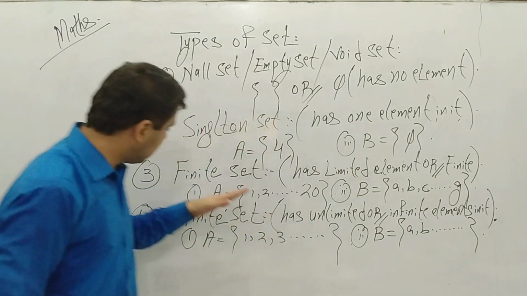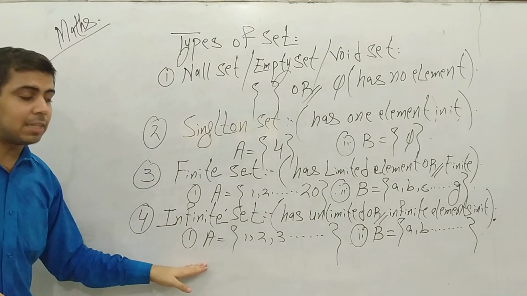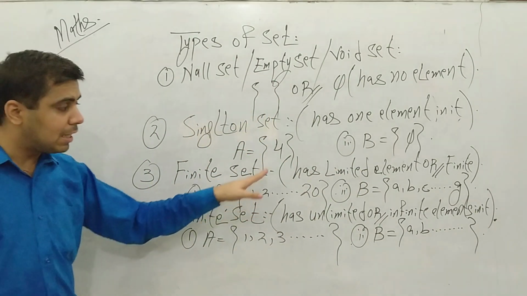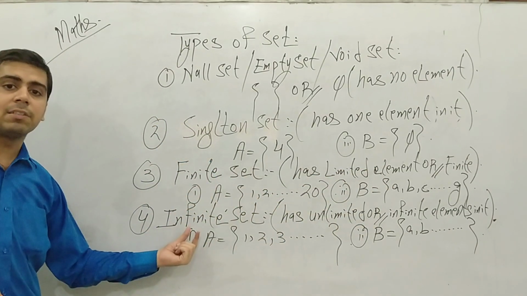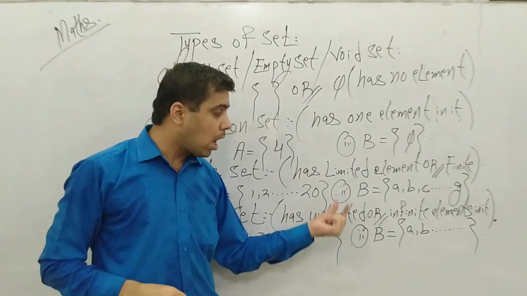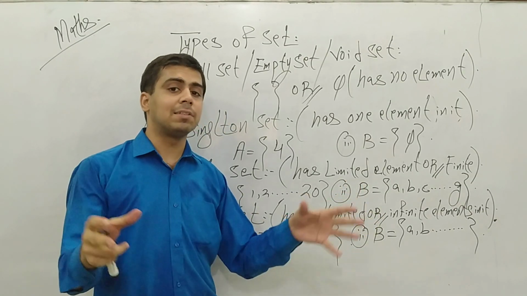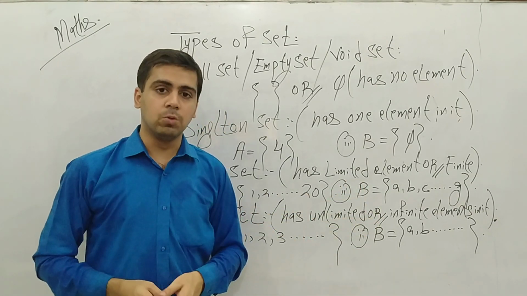My students, the difference between finite and infinite sets is that a finite set has a limited or finite number of elements, but an infinite set always has an unlimited or infinite number of elements. This is the big difference between these two sets.